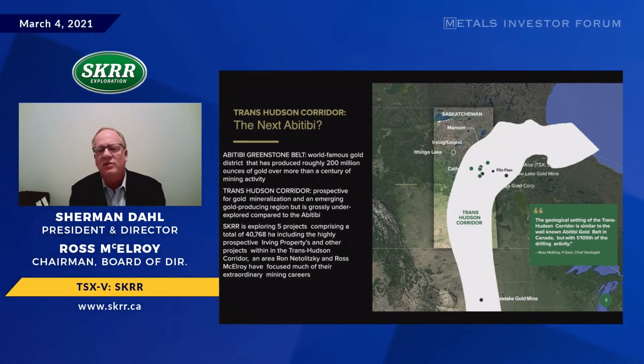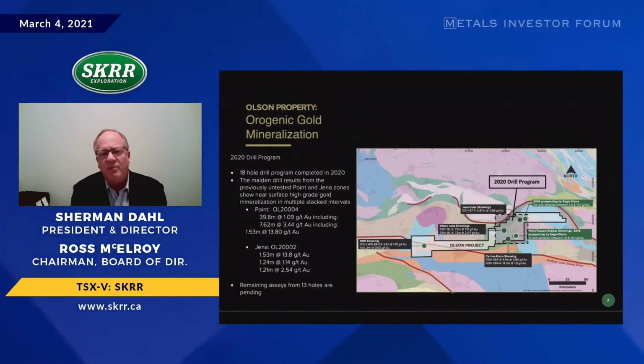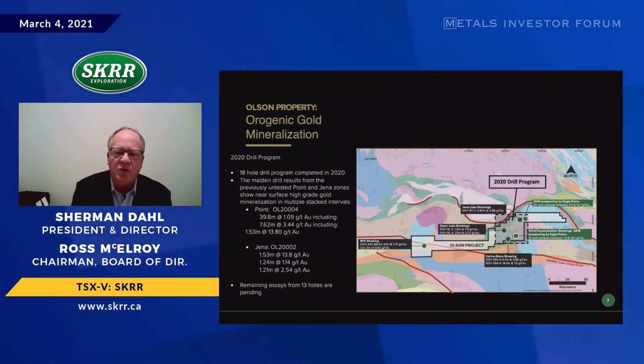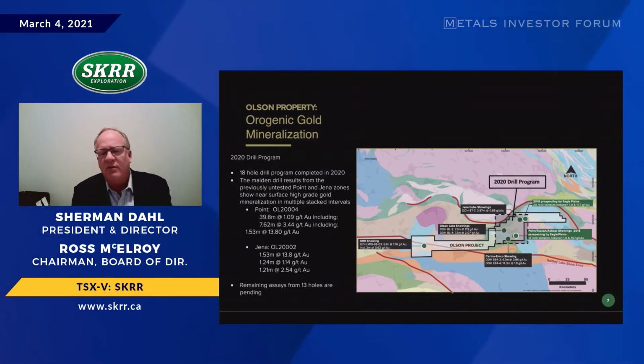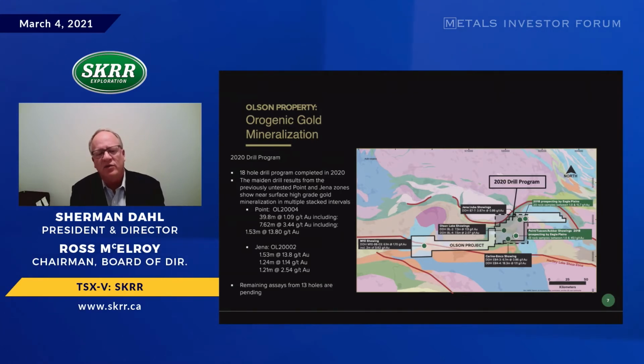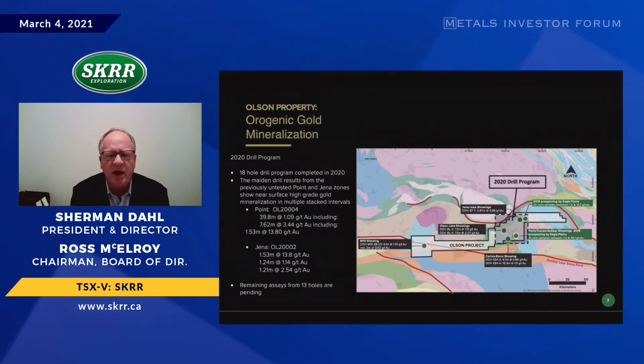If we go to the next slide, 7. We have 5 projects within the company, a land package right now of about 40,000 hectares. The first property that we drilled, in the fall of 2020, was the Olson property. And Sherman already mentioned that we do have a discovery there. On Olson, we drilled a discovery hole on one of the targets called Point. Point had almost a 40-meter intersection grading just over 1 gram per ton gold. It also had some very high-grade sections within it, including 1.5 meters of just under 14 grams per ton. So you're looking at width, and you're looking at the potential for very high grade within that zone.